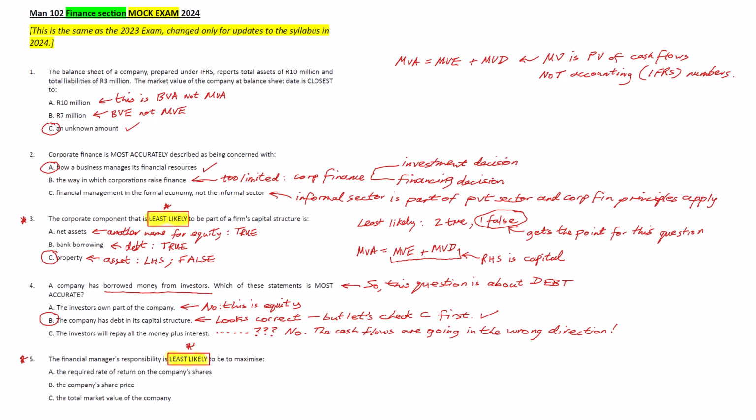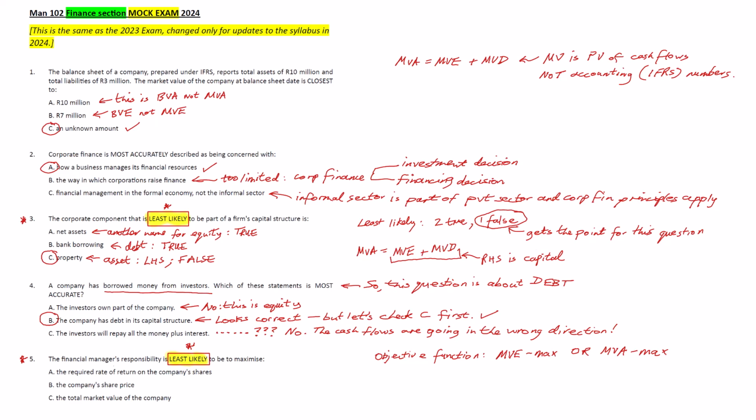So the financial manager's responsibility is least likely to be to maximize. Now, we know that the objective function of the firm is maximization of MVE, the market value of equity, and we in this course also accept that the maximization of the value of the firm as a whole is an equivalent for our purposes objective function. So either MVE maximization or MVA maximization is what we're looking for here. So let's go through A, B, and C, remembering we're looking for 2 right and 1 wrong.